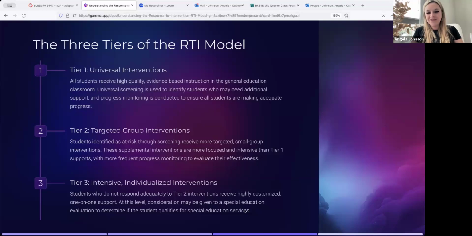So tier 1, universal intervention. So like I said, the whole class gets this. So all students receive high quality, evidence-based instruction in the general classroom. Universal screening is used to identify students who may need additional support, and progress monitoring is conducted to ensure all students are making adequate progress. That can be done through a classroom-wide or school-wide assessment. For example, STAR assessments could be an example.